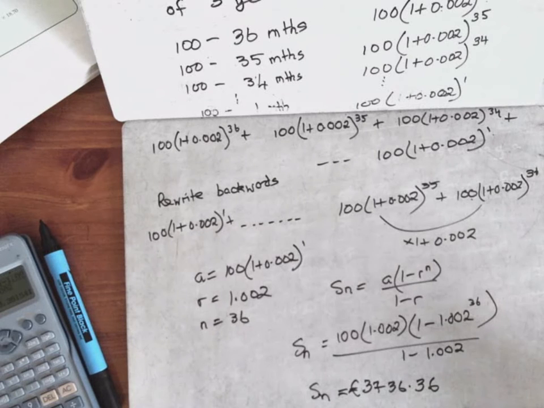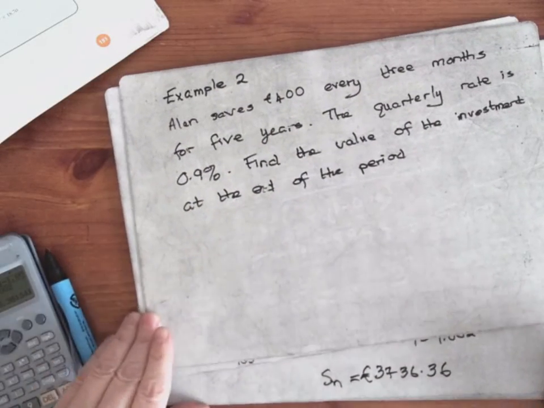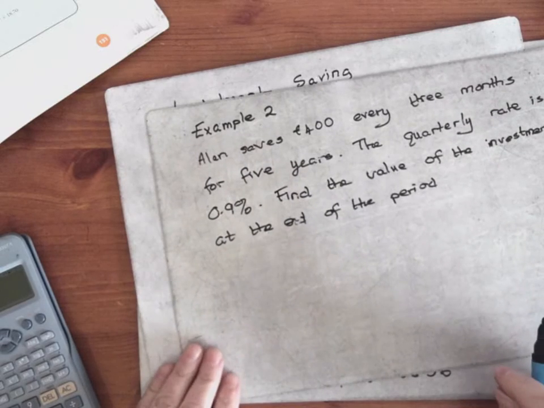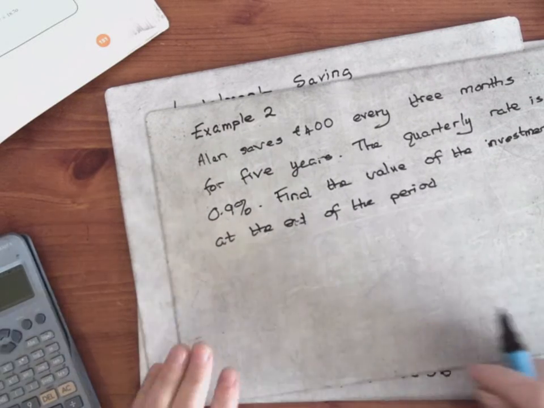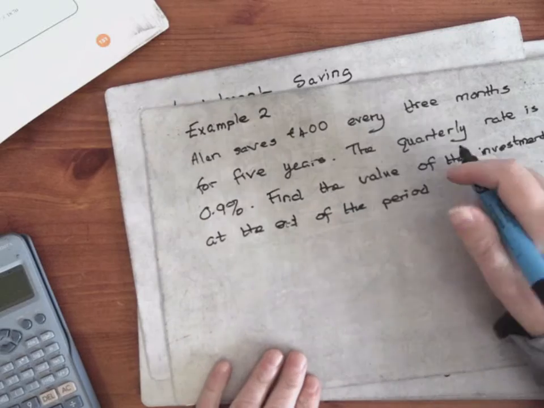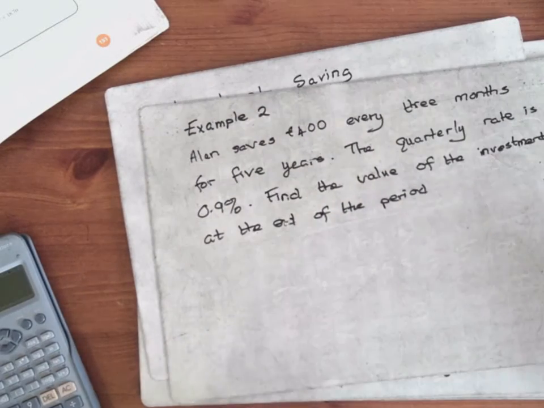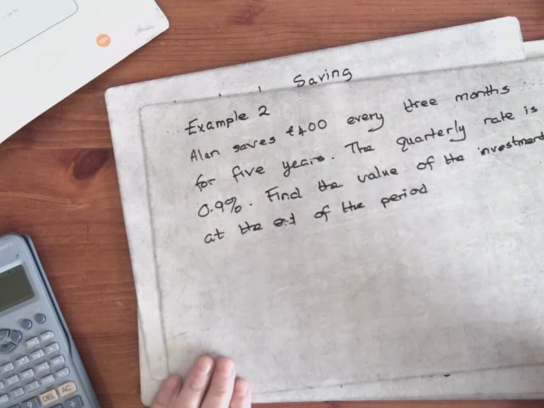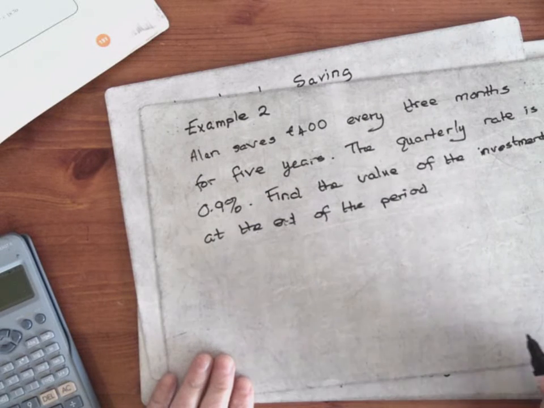Okay, am I ready to go? Yeah. Right, example 2. So, same thing. Alan says 400 every 3 months for 5 years. The quarterly rate is 0.9%, so that means he gets 0.9% every 3 months. Quarterly rate is every 3 months, okay? Find the value of the investment at the end of the period.